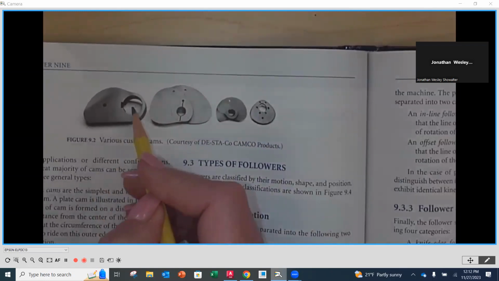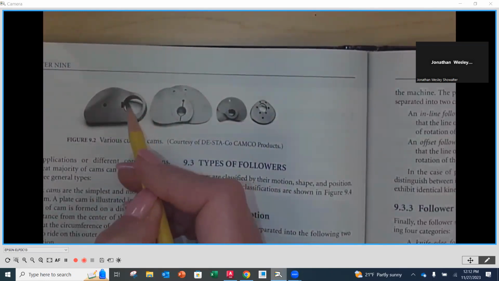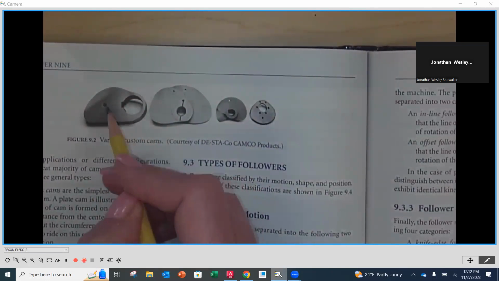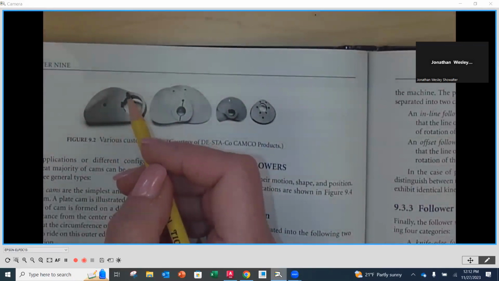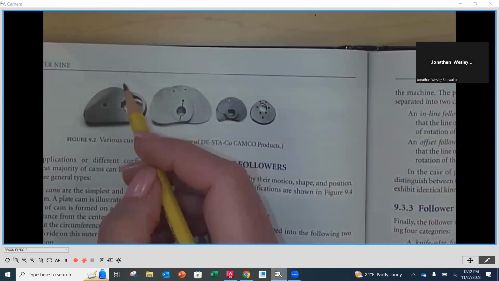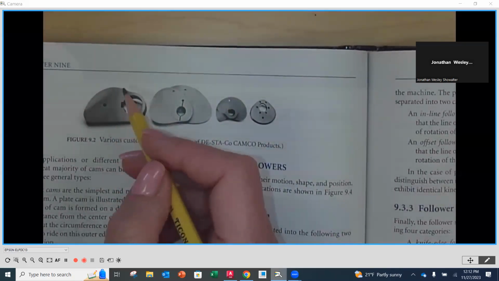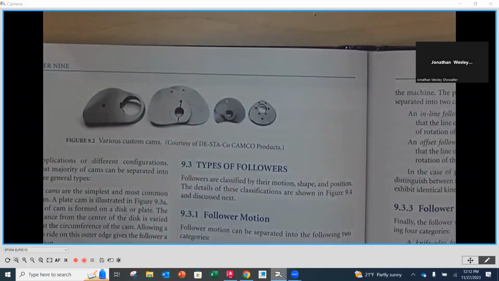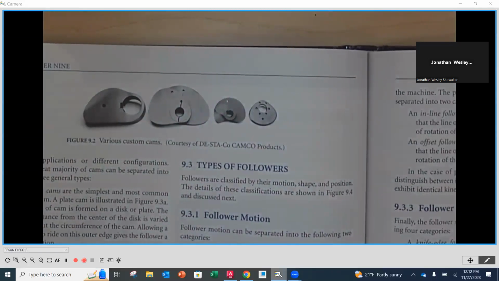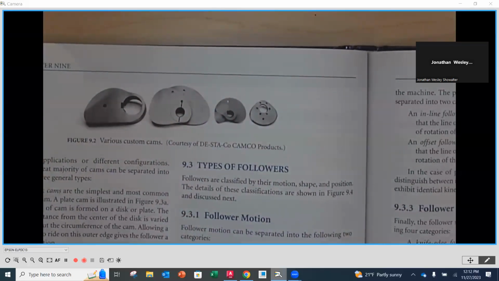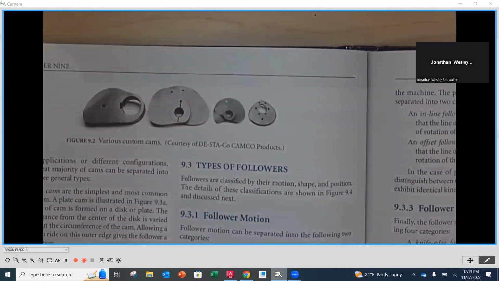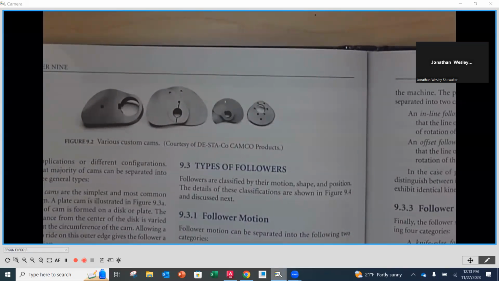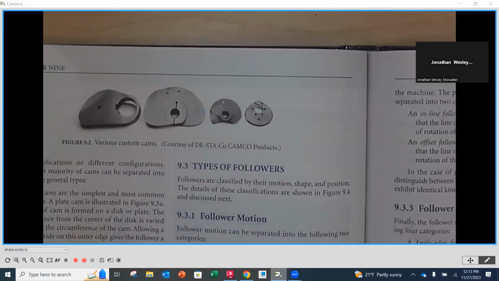Here is where the shaft would come through. This is where the center of rotation would happen. Then as this rotates around, it would be in contact with a follower similar to that rocker arm, and it would impart motion to the follower itself. Many times that motion is going to be converted from a rotational to either a pivoting or a linear type of motion of whatever that follower is going to be doing. And then you'll see the other ones here as well.